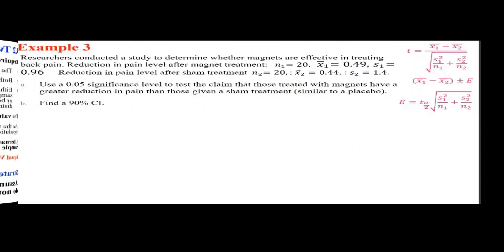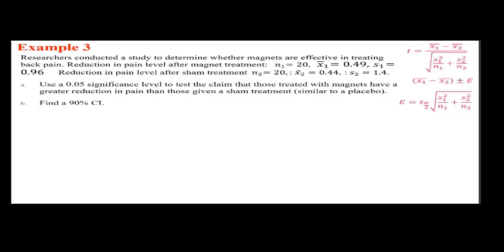Here's another example. Researchers conducted a study to determine whether magnets are effective in treating back pain. Reduction in pain level after magnet treatment: n1 equals 20, x bar 1 equals 0.49, s1 equals 0.96. Reduction in pain level after sham treatment: n2 equals 20, x bar 2 equals 0.44, s2 equals 1.4. A. Use a 0.05 significance level to test the claim that those treated with magnets have a greater reduction in pain than those given a sham treatment, similar to a placebo. B. Find a 90% confidence interval.